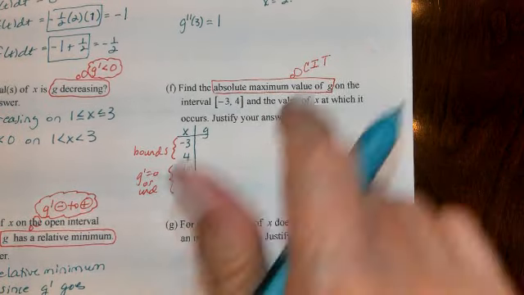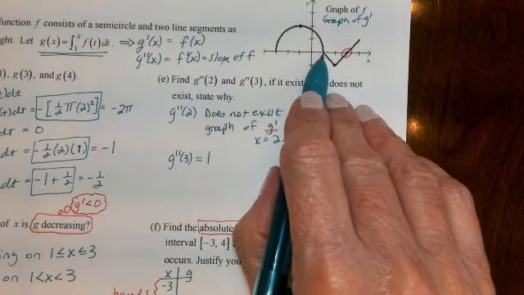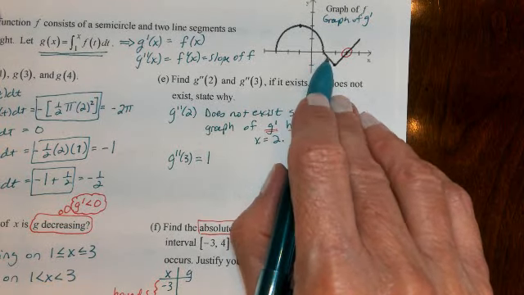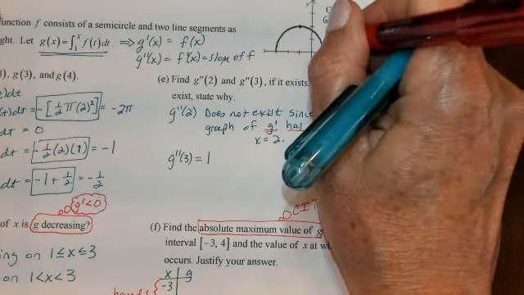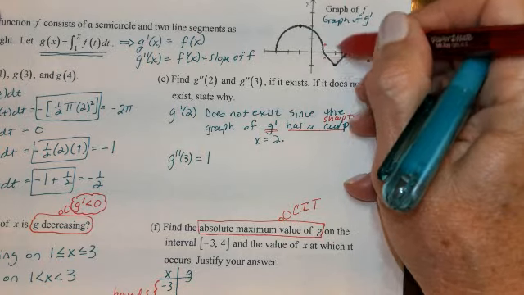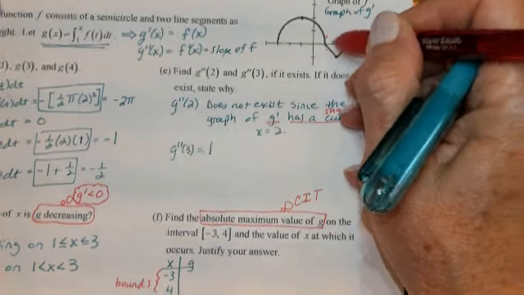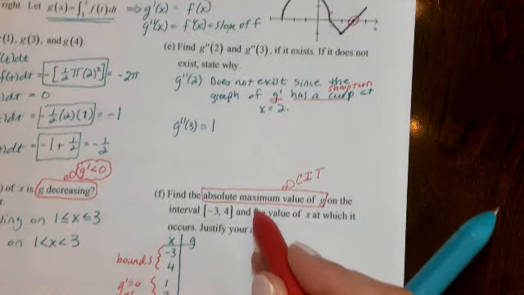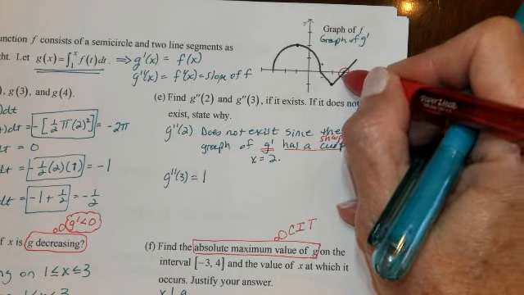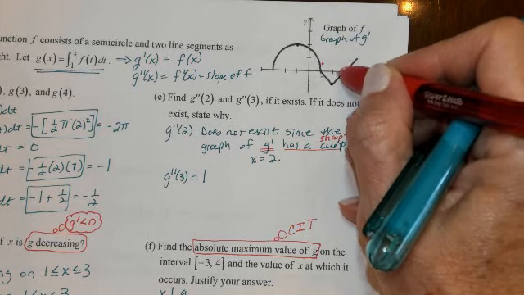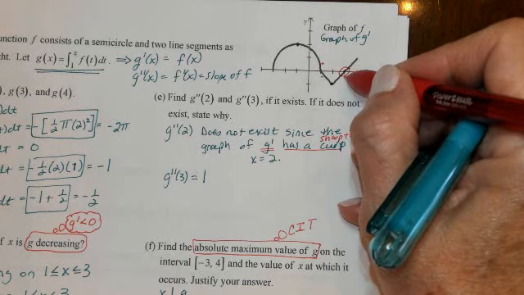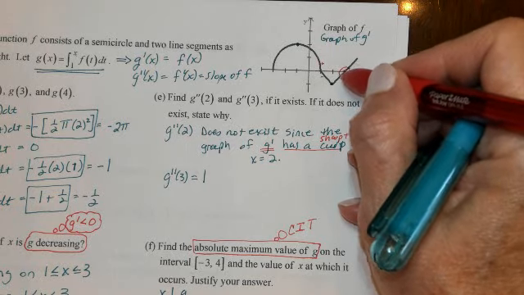Now, at x equals 1, we already did this back in part C. But at x equals 1, g prime is going from positive to negative, so this is a relative max here. So it certainly might be an absolute max. Okay? At x equals 3, g prime is going from negative to positive. So that makes it a relative minimum of g, right?